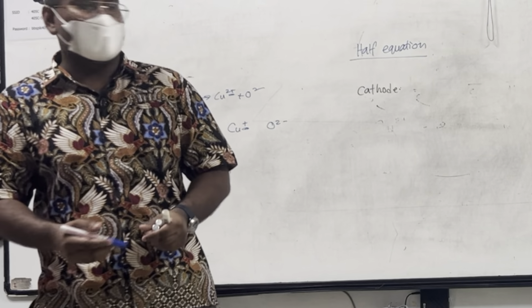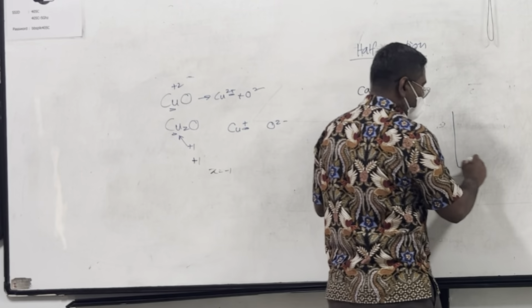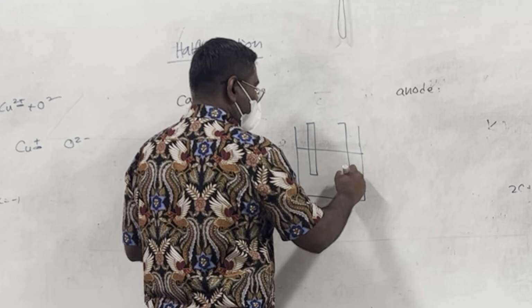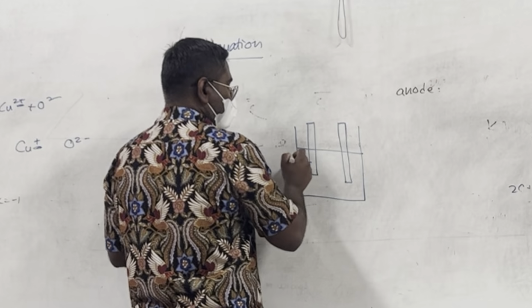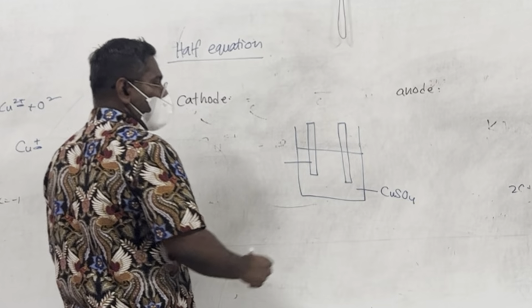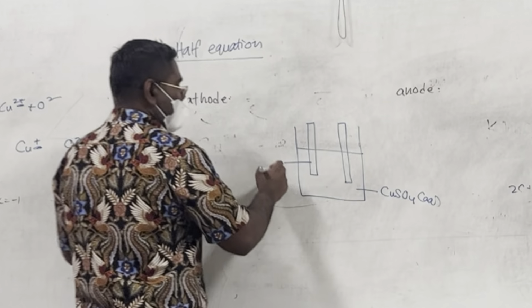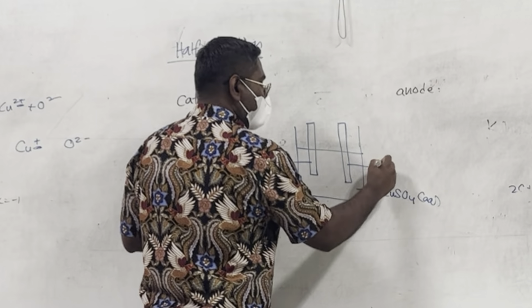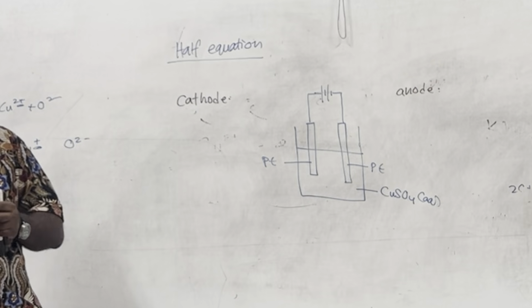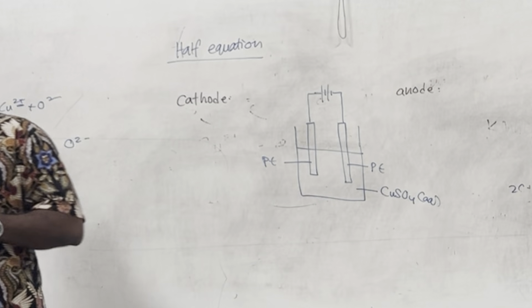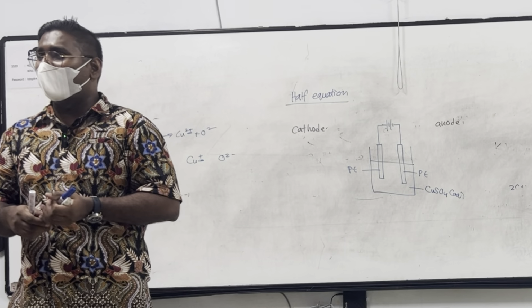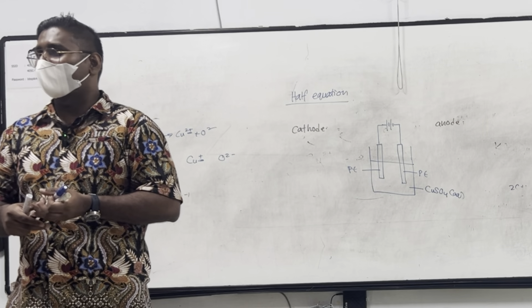Okay? And let's say now I have copper sulfate solution, aqueous, and I have platinum electrodes. And then I have the battery. This is a very simple setup of an electrolysis cell. Now, can you tell me which one is the cathode and which one is the anode?